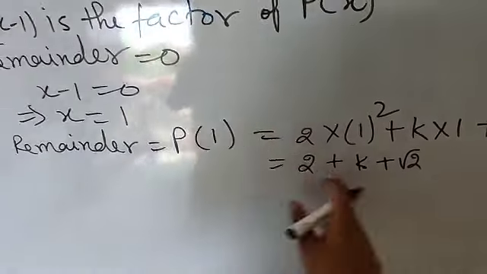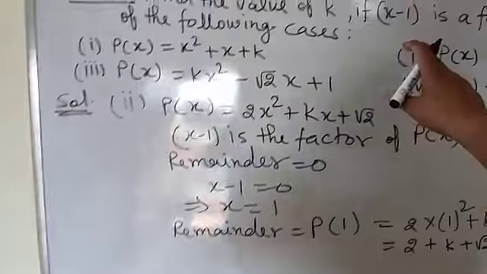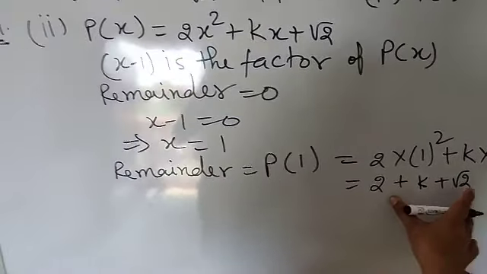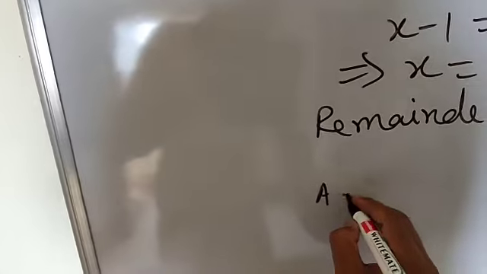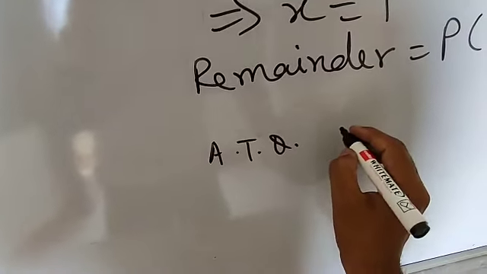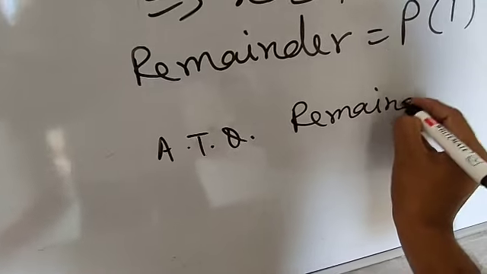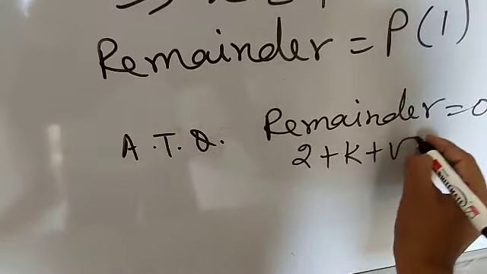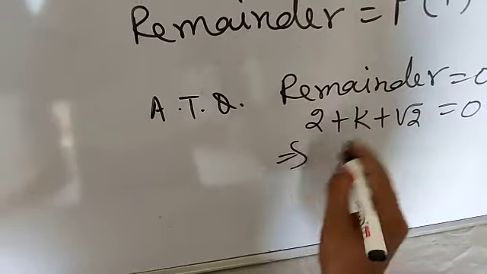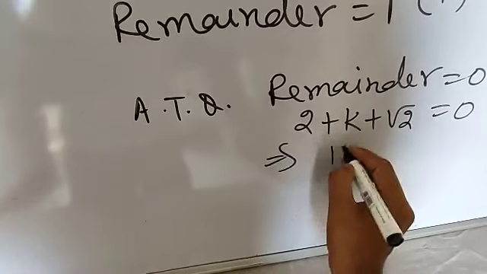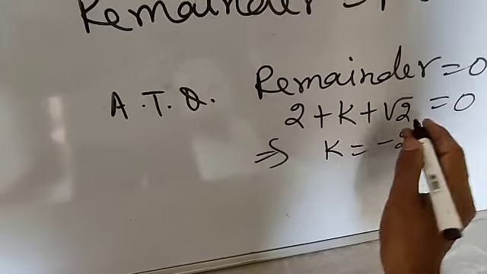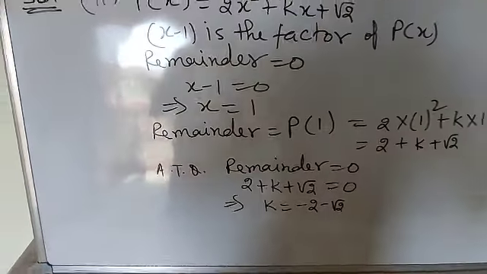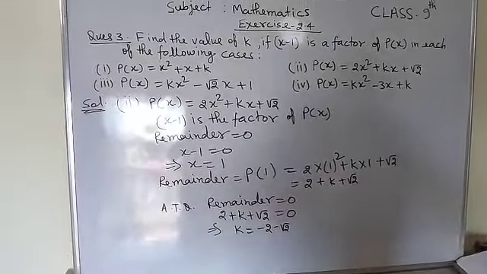In the question it is given that x minus 1 is a factor. If x minus 1 is a factor, this remainder should be 0. So according to the question, the remainder 2 plus k plus root 2 equals 0. Transferring 2 and root 2 to the right side, k equals minus 2 minus root 2. So you got the value of k, minus 2 minus root 2.